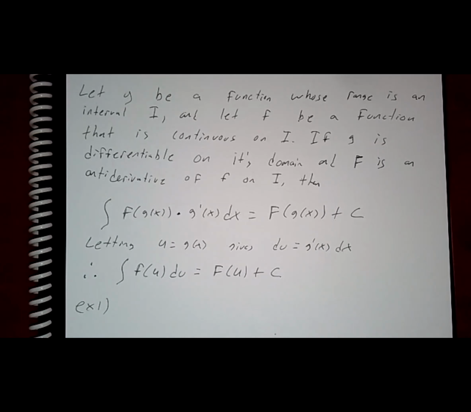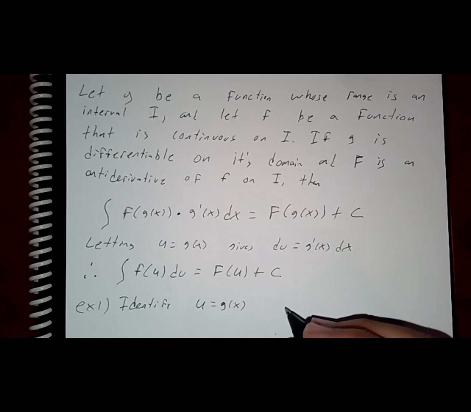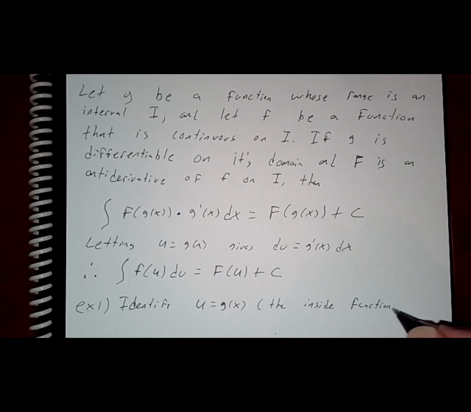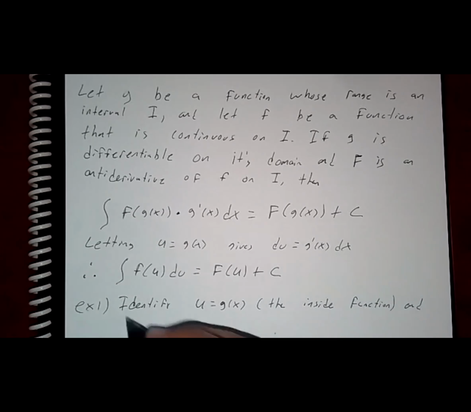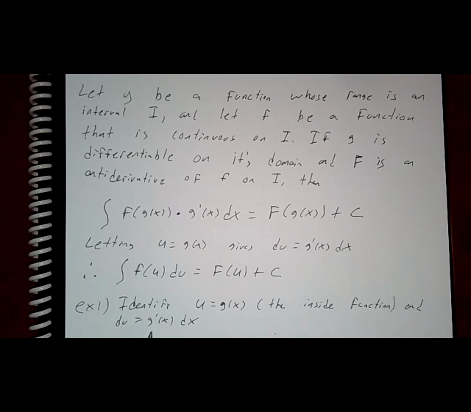U will always be the inside function, the more complicated part. Du will be the outside part. Okay, so identify u equal to G of x, the inside function. And du would be G prime of x dx, the derivative. So the derivative of u is this guy.